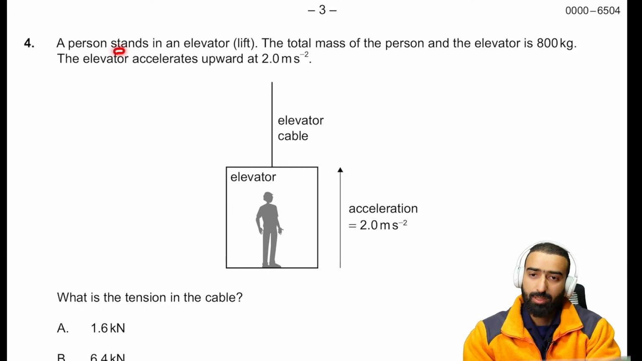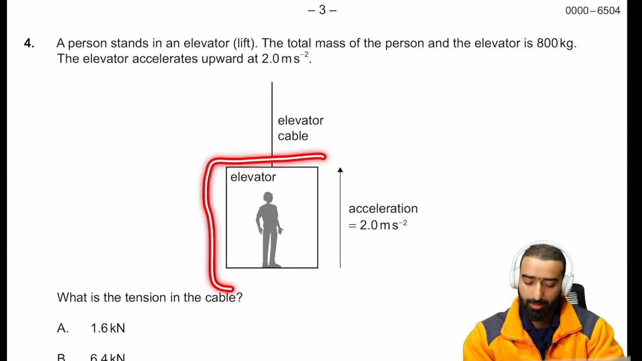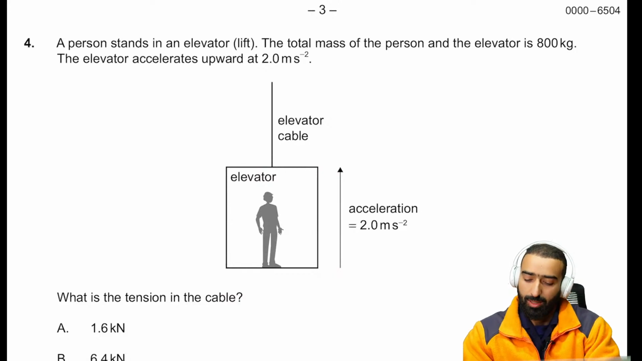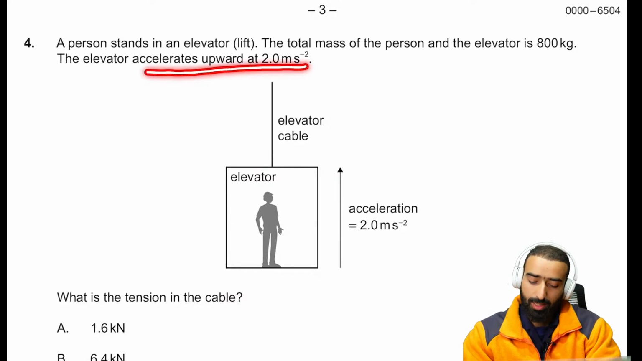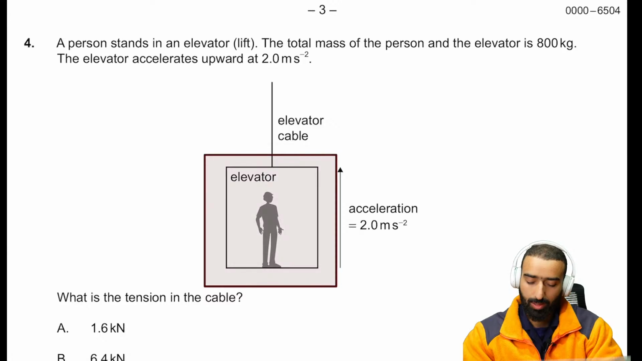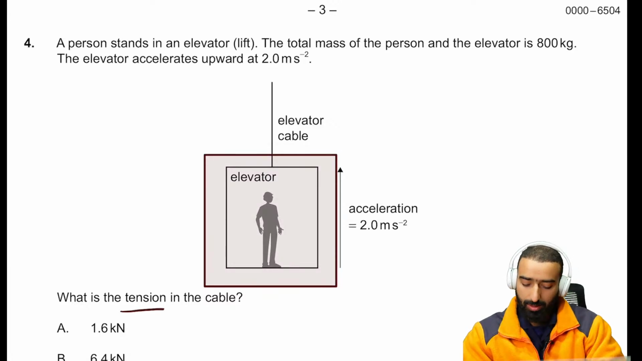A person stands in an elevator lift. The total mass of the person and the elevator is 800 kilograms. So this entire system is 800 kilograms. The elevator accelerates upwards at 2 meters per second squared. So this entire system is accelerating up with 2 meters per second squared. We are supposed to find the tension in the cable. So how do we do this?